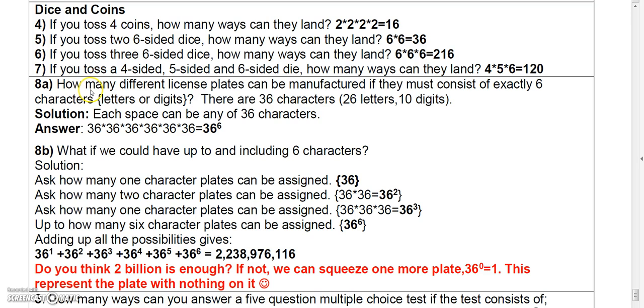Now, let's take a look at example 8 here. How many different license plates can be manufactured if they must consist of exactly 6 characters? And when I say characters, that's letters or digits. And so that would be 36 characters total, 26 letters and 10 digits. So each space can be any of the 36 characters because there's no restrictions on this. So 36 times 36 times 36 times 36 times 36 times 36. So there would be 36 to the 6th power possible license plates you could make with no restrictions.